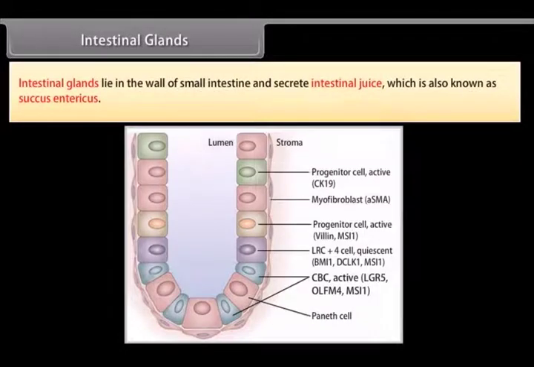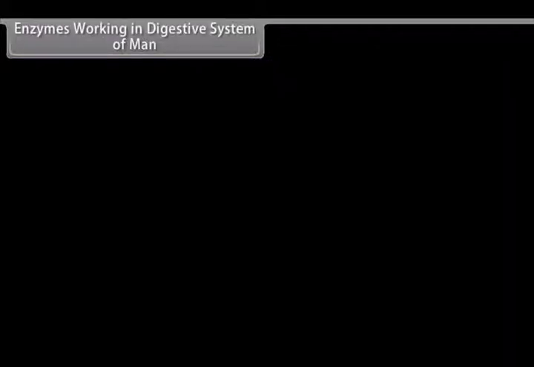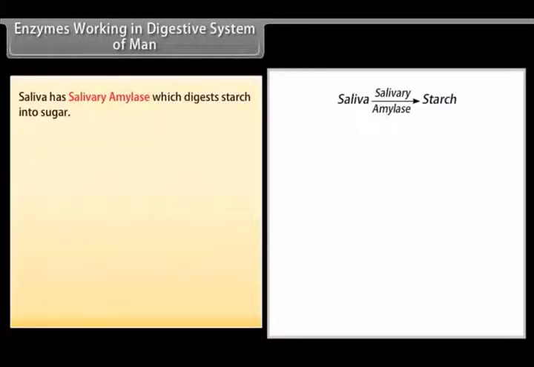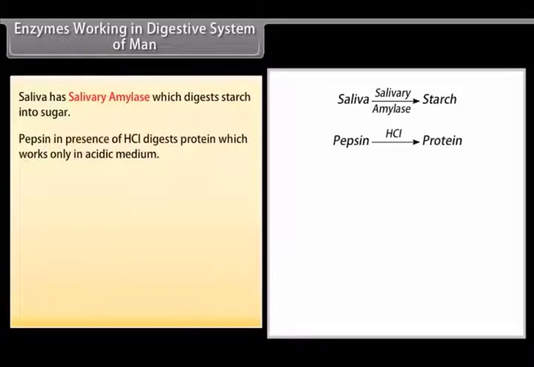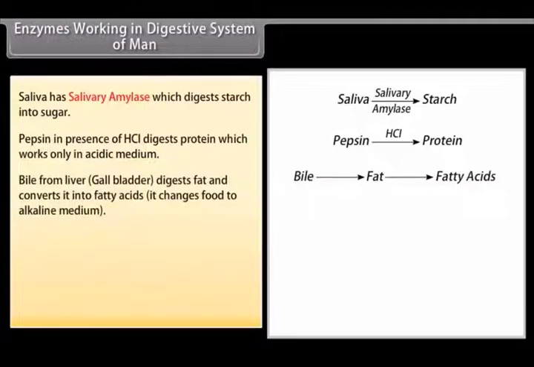Intestinal glands. Intestinal glands lie in the wall of small intestine and secrete intestinal juice, which is also known as succus entericus. Enzymes working in digestive system of man. Saliva has salivary amylase, which digests starch into sugar. Pepsin in presence of HCl digests protein, which works only in acidic medium. Bile from liver, gallbladder, digests fat and converts it into fatty acids. It changes food to alkaline medium.